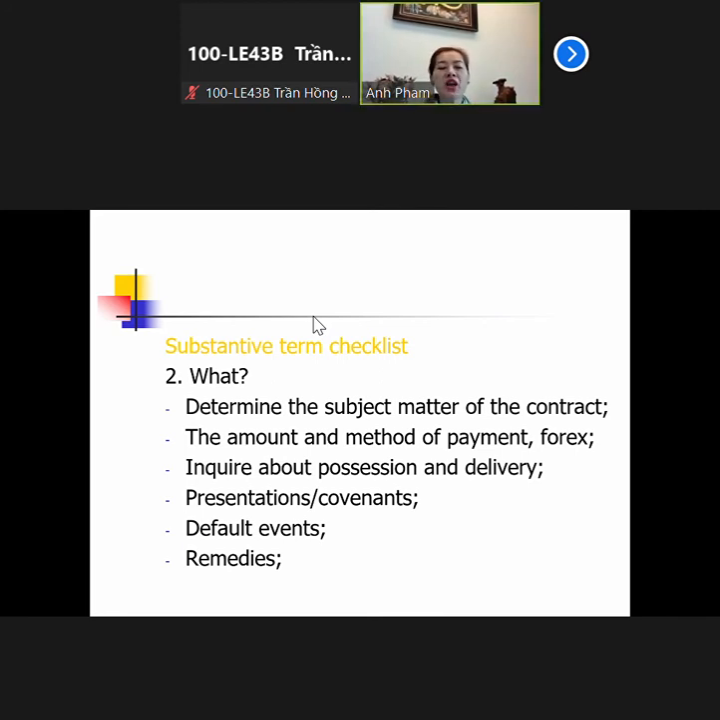Yeah. So we go on with the substantive terms, the checklist for the content of the contract. So the first question is about who, and the next question is about the what, right? So what is the subject matter of the contract? This is a contract for licensing, for transfer of the use of software or of an application. You should know the subject matter of the contract to determine whether that is allowed by the law or not.